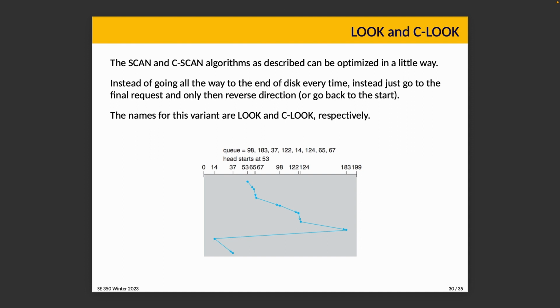And there is a little algorithm improvement here called look and clook, which is improving it by not going all the way to the end of the disk. When you get to the final request, so we get to 183, we don't have to do the work of going up to 199, and similarly we don't have to then jump all the way back to 0, we can just jump to the lowest request, and it saves us a little bit of extra time by cutting off those useless bits that we weren't doing anything with anyway. There were no requests there, so just skip it.